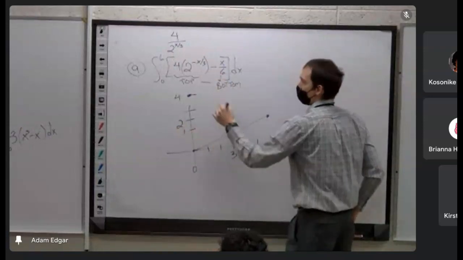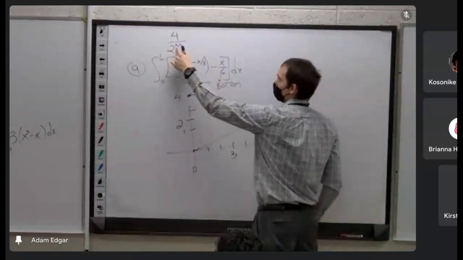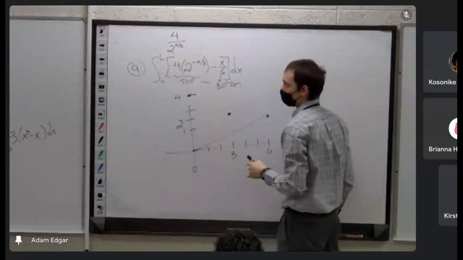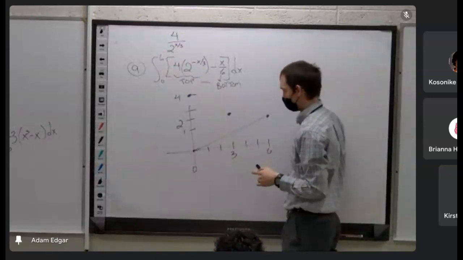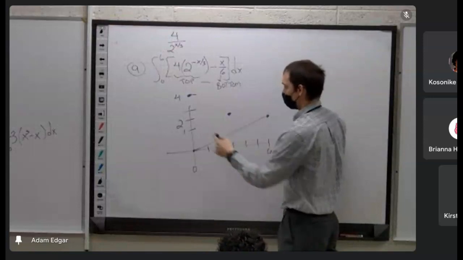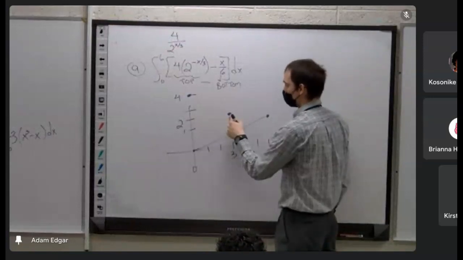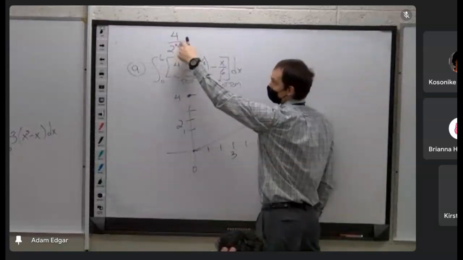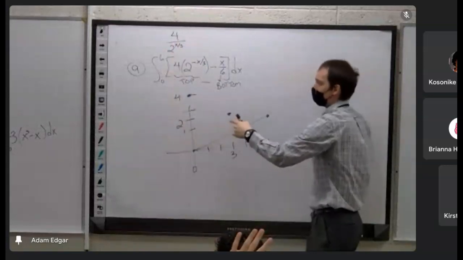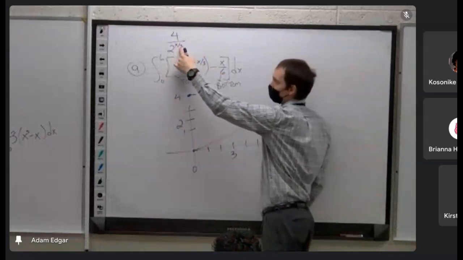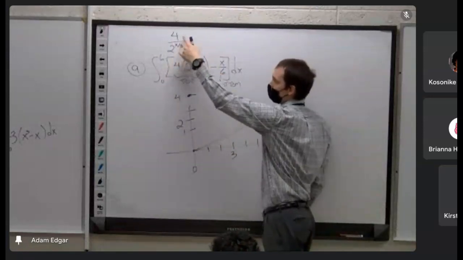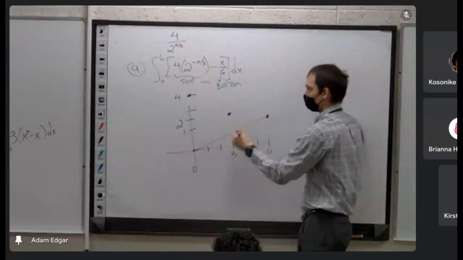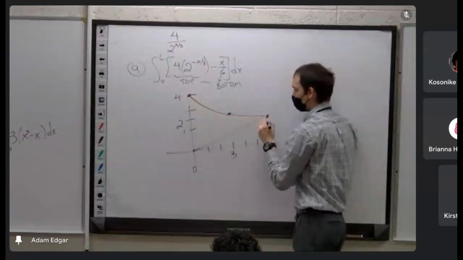And if you go out to 6, yeah, I had a 2. So when x is 3, then you have 2 to the first, 4 divided by 2, that's fine. And then when you get out to 6, 6 over 3 is 2, 2 squared is 4, 4 divided by 4 is 1. So probably just something like that.